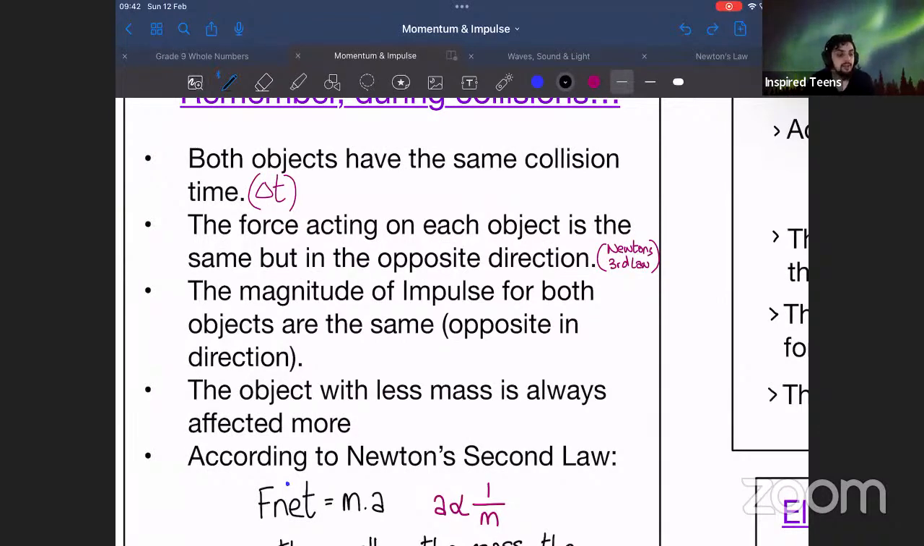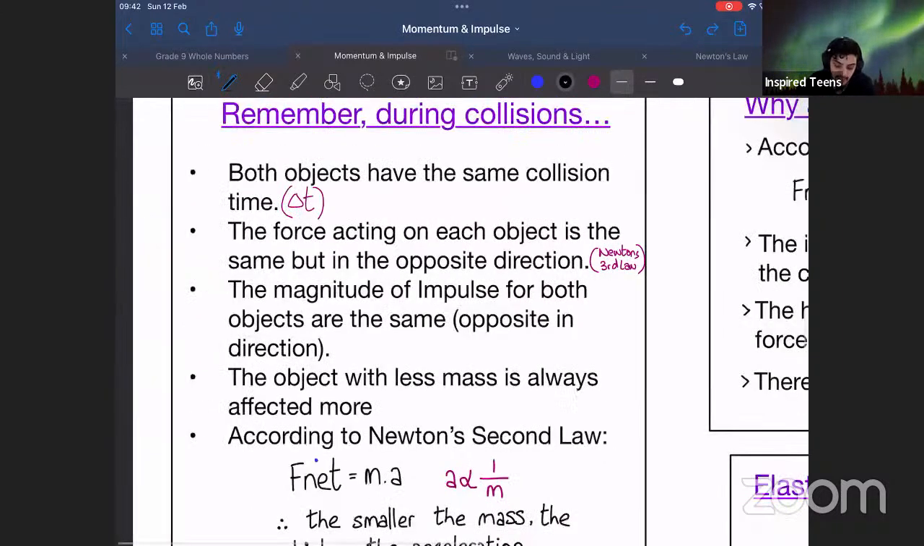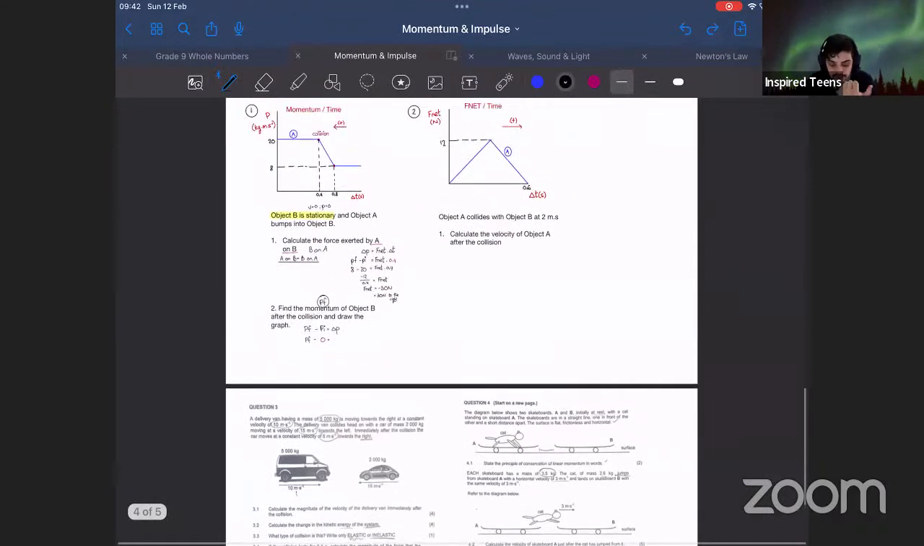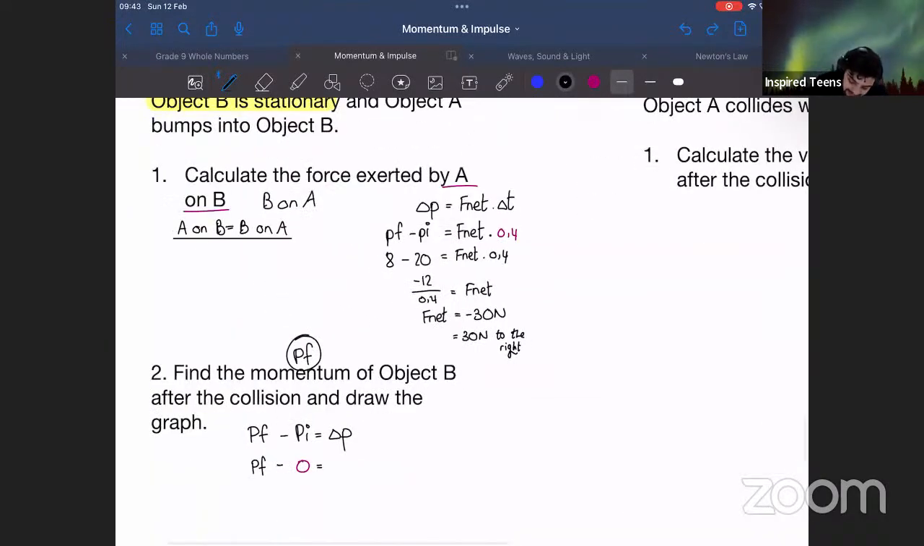Okay, so the main thing, we could say F net times delta T. F net, of course, is the same for both objects, but because we already have the impulse, we could use the understanding that impulse is the same. Remember, it's the same in magnitude but opposite in direction. We already technically calculated the impulse here. That negative 12 is the impulse.